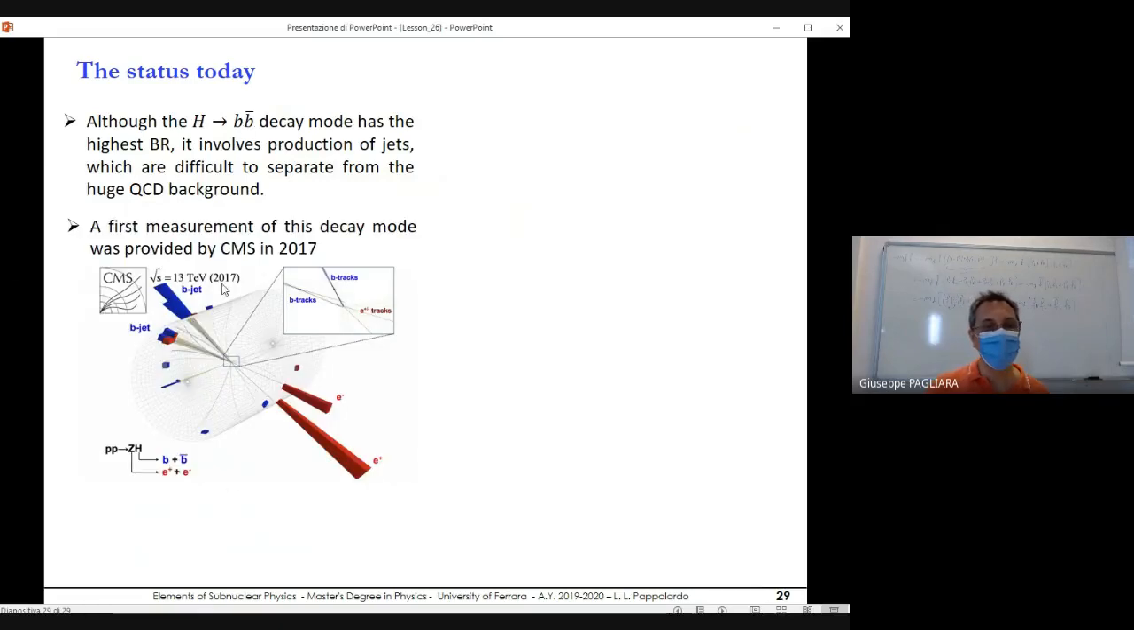This was actually found in 2017, so 4 years ago, by CMS. The event is a proton-proton collision that goes into Z plus X, where the Z goes into electron-positron and X indeed into b bbar. You see the event display here. These are the 2 electrons from the decay of the Z, and these are the 2 b jets from the decay of the Higgs.